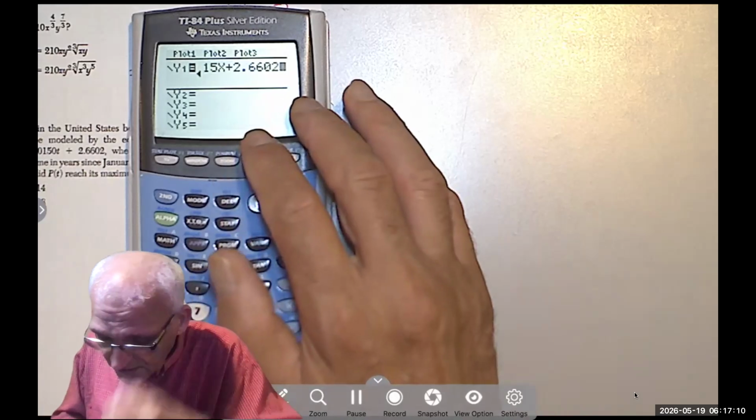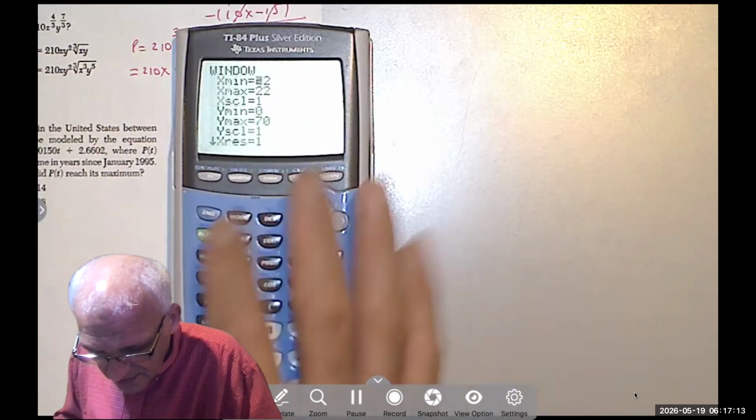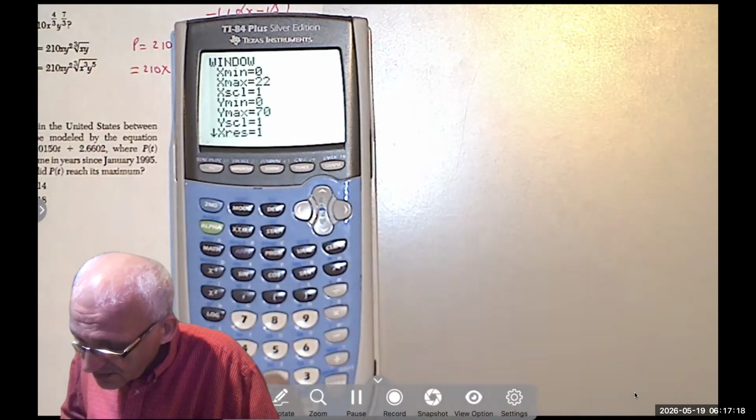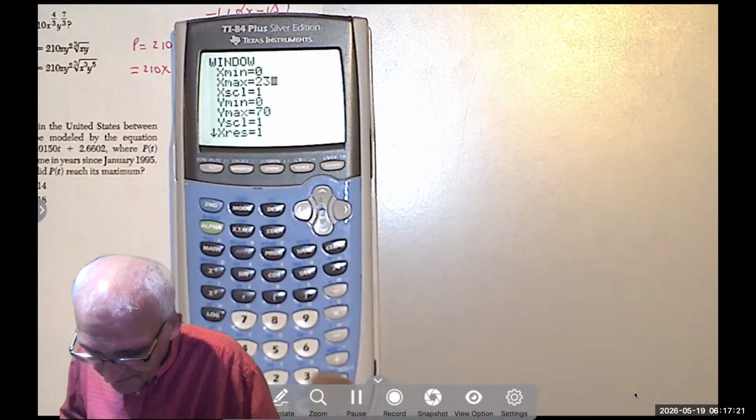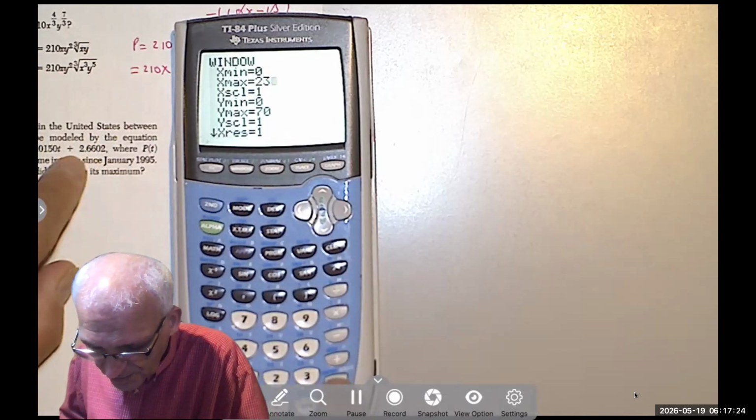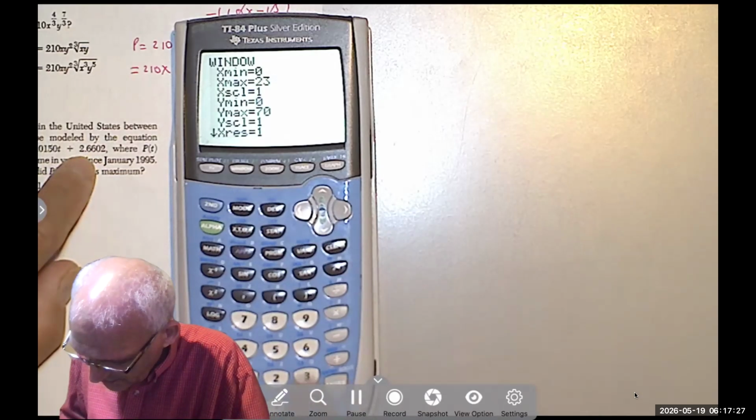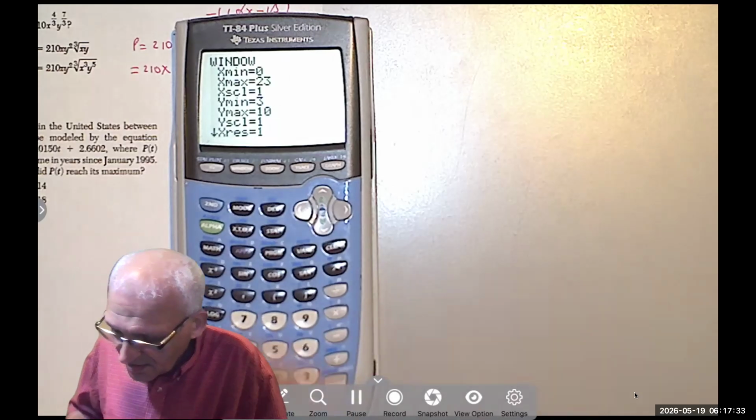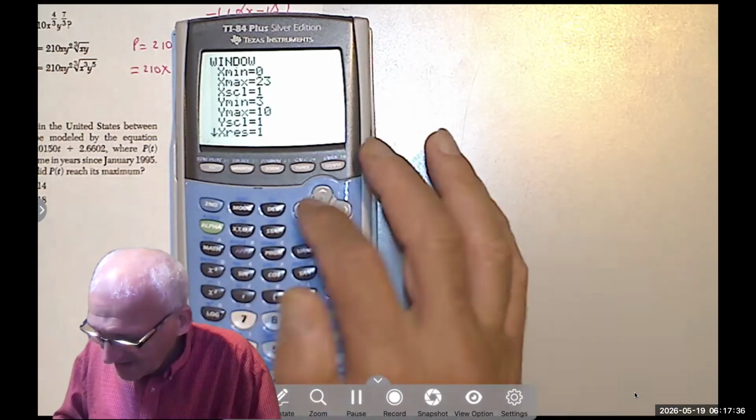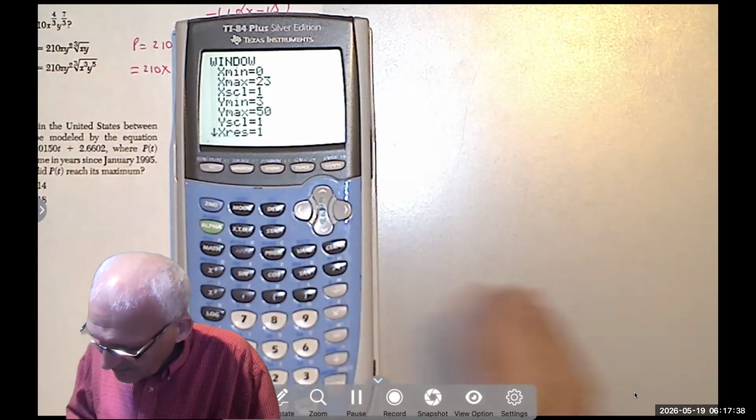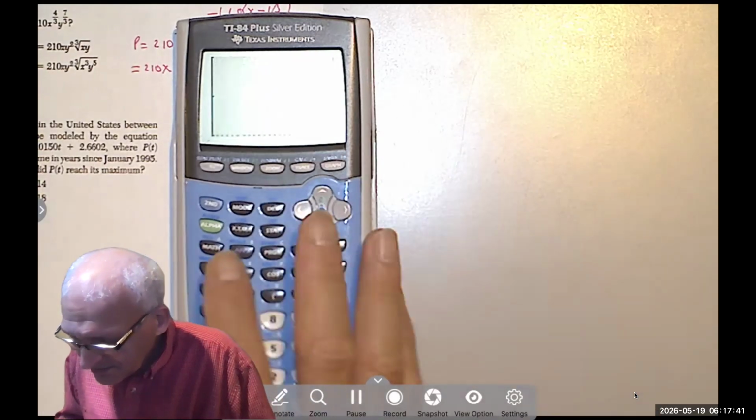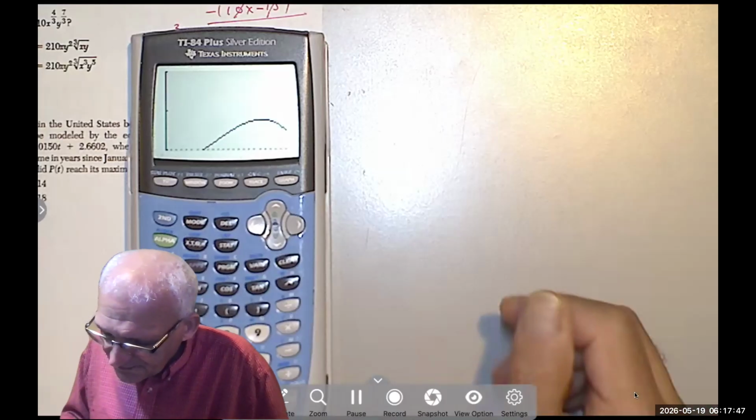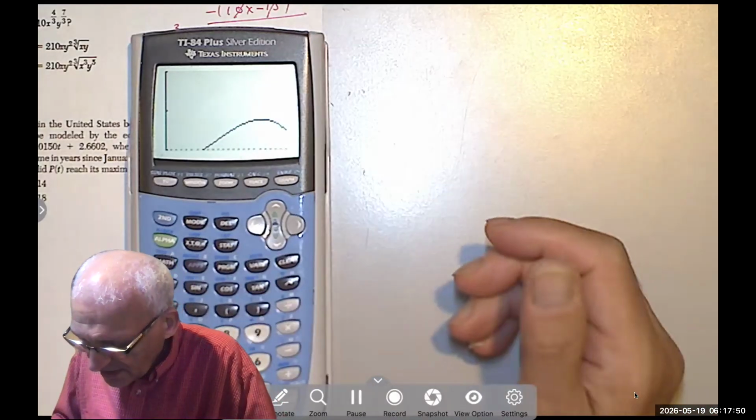I can make the window from 0 to 23 or something, and the y-values go up to like 2.66. So we can say this is from 3 to, I don't know, maybe 10 or something. And then we see, no, a gallon of milk will not be that high. So let's make that maybe 5. It doesn't matter. We don't really need the actual value here. We need the maximum.